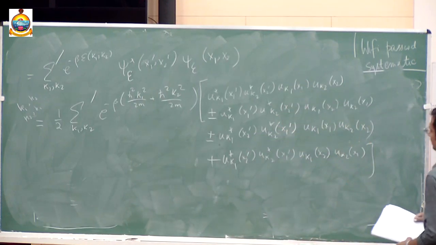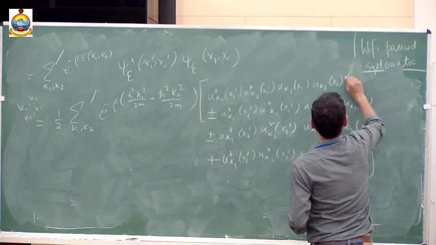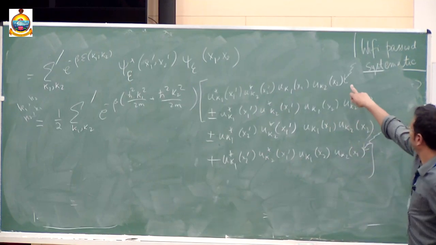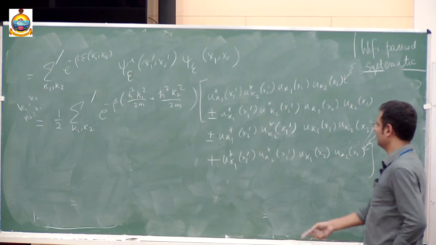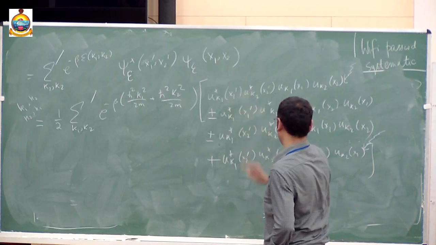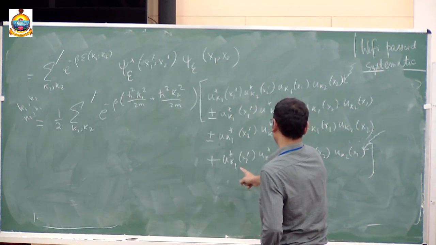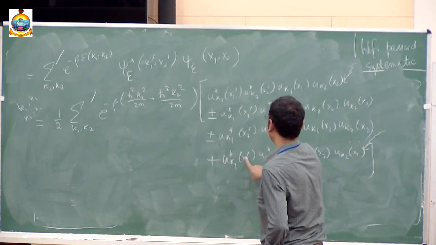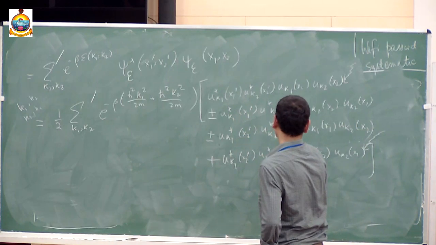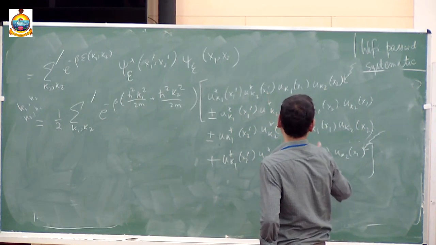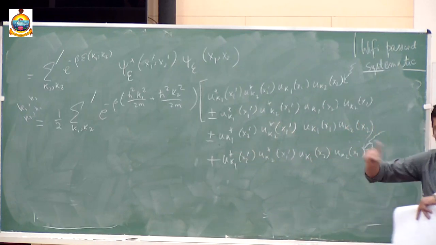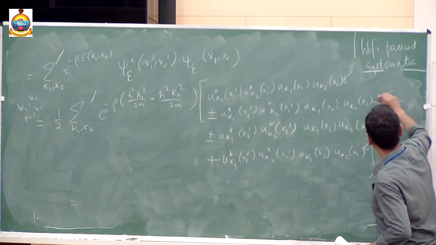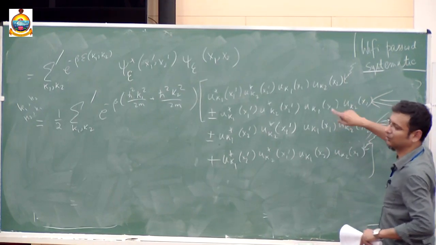Now let us look carefully. Look at the first term and the last term. All you have done here is exchange coordinates. Let's look at k1 here: this one has x2 bar, this one has x1 bar. Let's look at k2 here: x1 bar, x2 bar. So it's just exchanging coordinates between this and this. Same for these two terms.